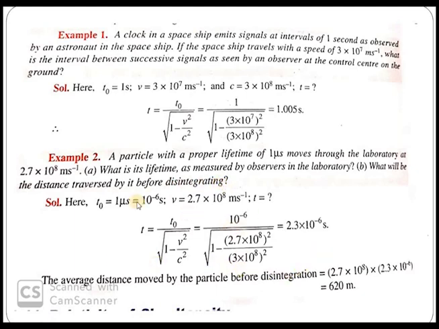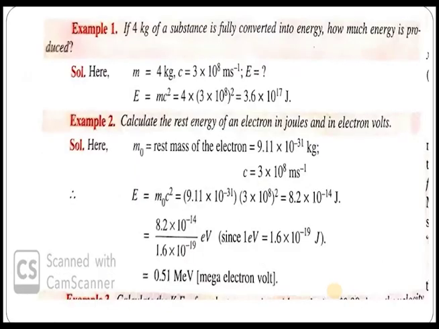The distance, okay, so you find the lifetime to be 2.3 × 10^-6 seconds. And the average distance moved before disintegration is distance equals speed times time. Speed is 2.7 × 10^8 and time is 2.3 × 10^-6. So the average distance traveled is 620 meters.